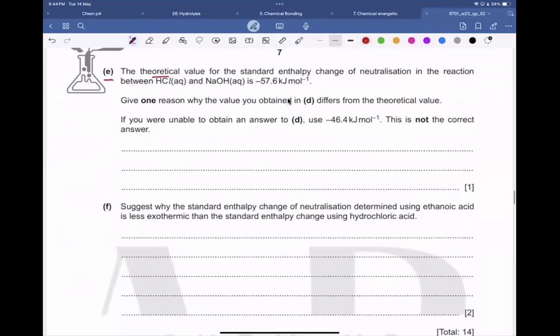Now, part E: the theoretical value for the standard enthalpy change of neutralization reaction between hydrochloric acid and sodium hydroxide. It's minus 57.6 kilojoule per mole.